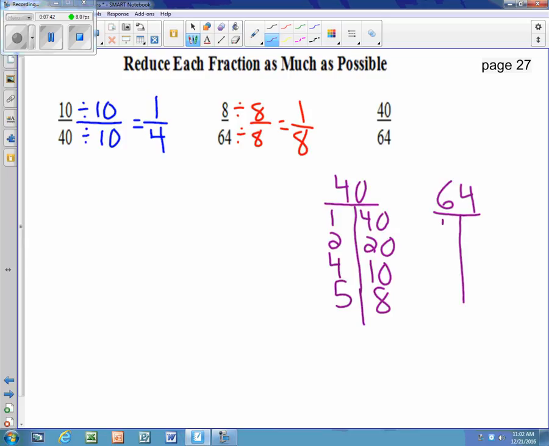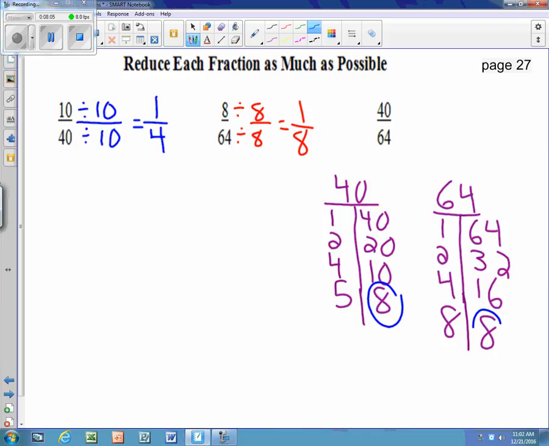So now I'm going to look over here. I have 1 and 64, 2 and 32, 3 does not go in evenly, 4 and 16 do, 5 does not go in evenly, 6 does not go in evenly, 7 does not go in evenly, but 8 does, and now I'm done. So now I'm going to look at these, and I see that my GCF for these two is 8. So I'm going to divide both of these by 8. And I end up with 5/8. And now I've simplified, reduced, or put in lowest terms.